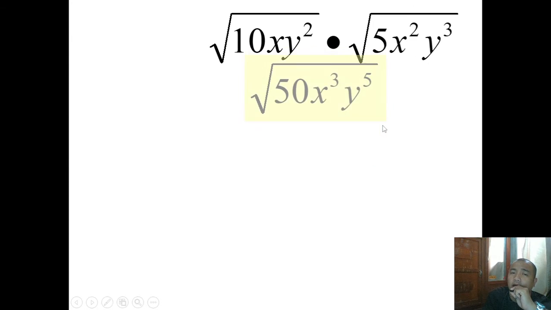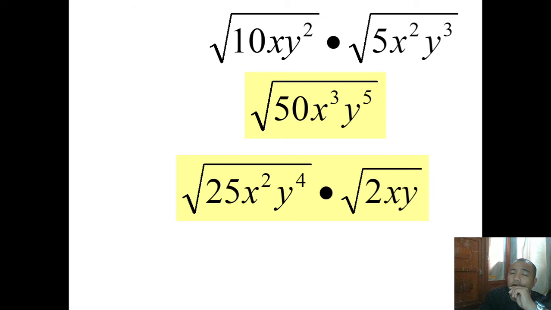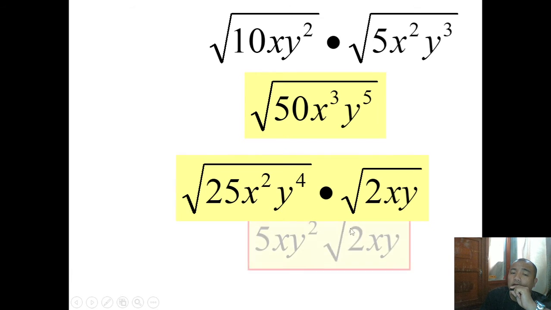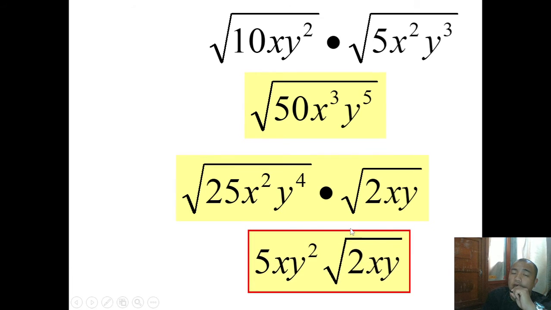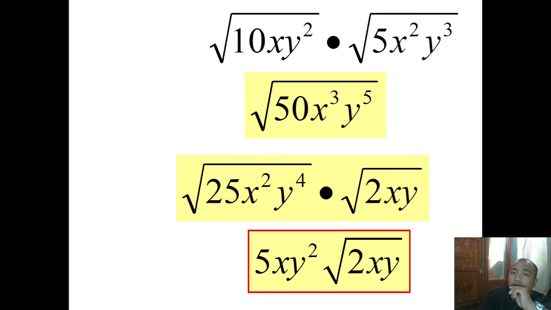Next, simplify square root of 50x cubed y to the 5th. What's the answer? We can factor 50 as 25 times 2. Then the x cubed is x squared times x. And the y to the 5th is y to the 4th times y. So you can factor this. This is 5x y squared times square root of 2xy, is the answer, or the product of the two radicals.